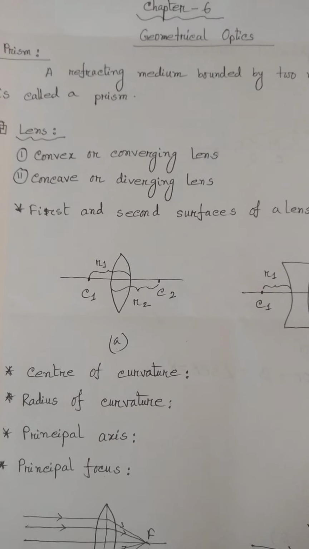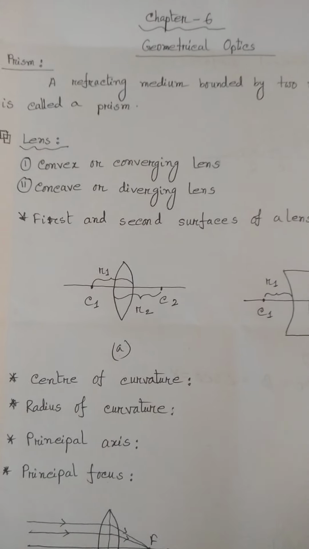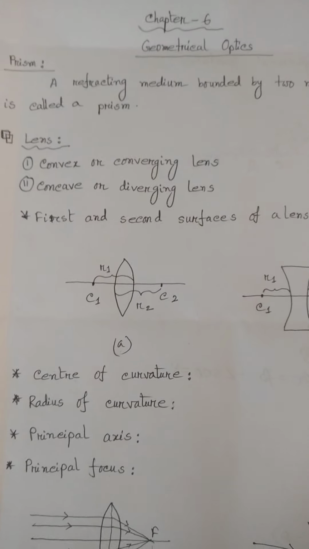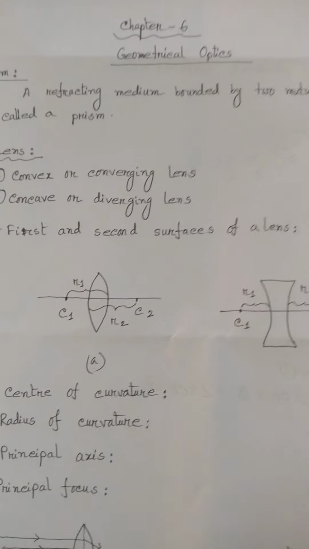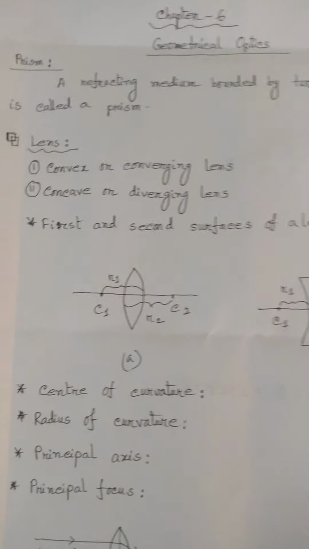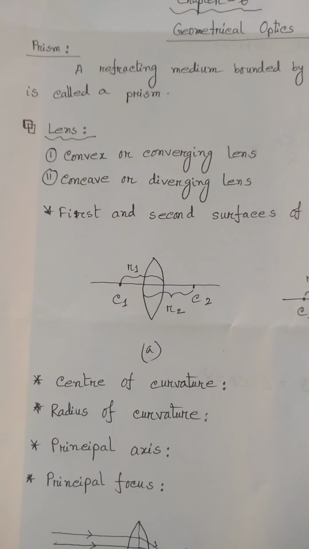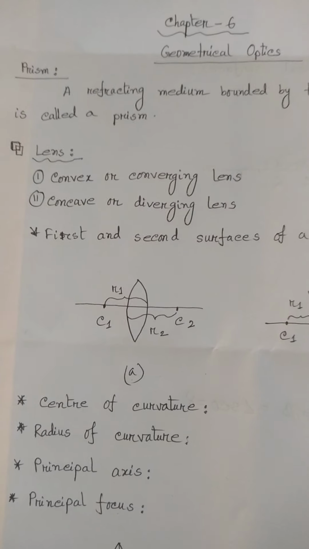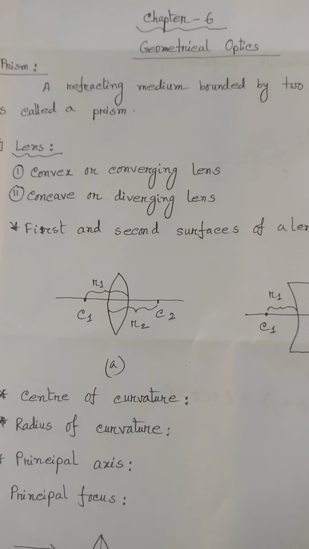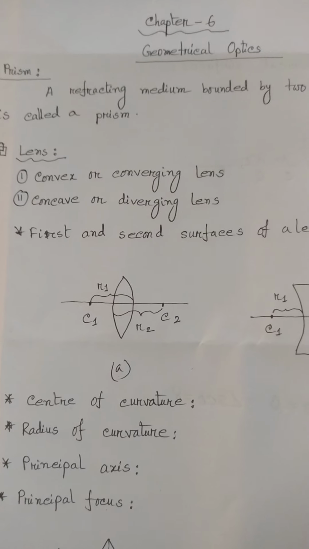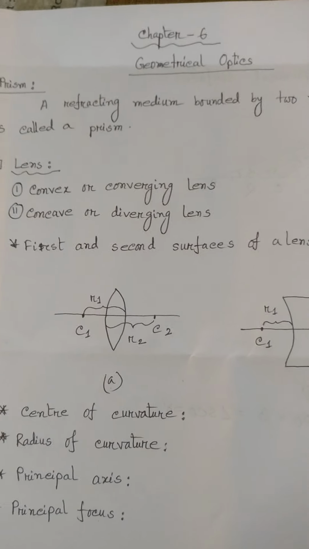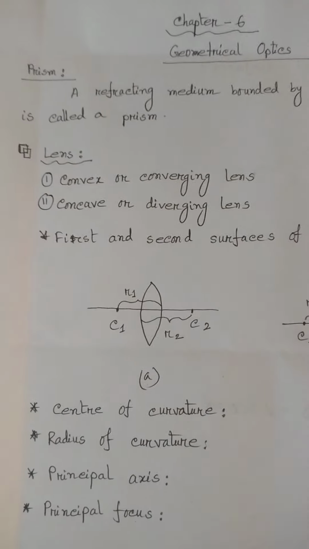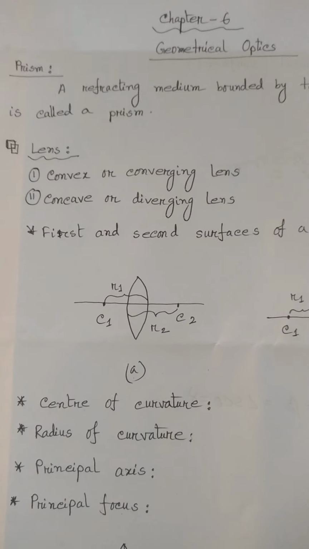In these two lenses, we need to know some definitions: first and second surfaces of a lens, center of curvature, radius of curvature, principal axis and principal focus. These are the most important definitions of a lens, and you should know them. First we come to the first and second surfaces of the lens.